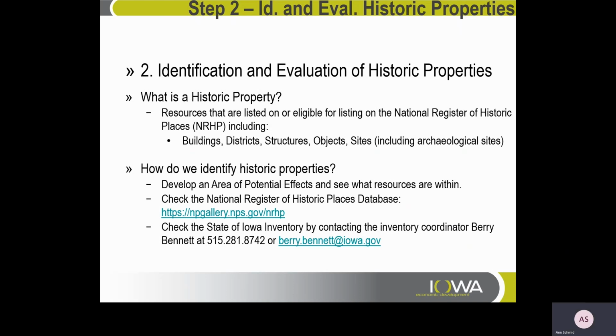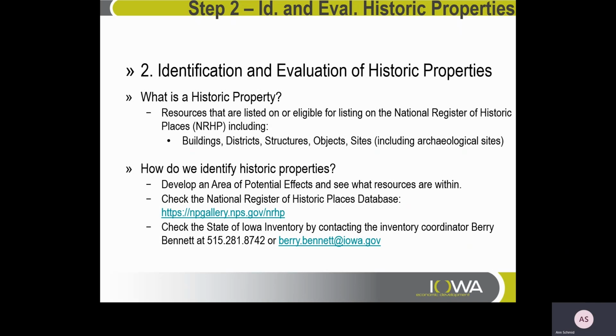The process that we will go through, as outlined by the Advisory Council on Historic Preservation, leans heavily on documentation generated by the Federal Department of the Interior. The National Park Service oversees many of the requirements that we will talk about today, including the National Register of Historic Places. A historic property is any resource that is listed on or found to be eligible for listing in the National Register of Historic Places. This includes buildings, districts, structures, objects, and sites, including archaeological sites.